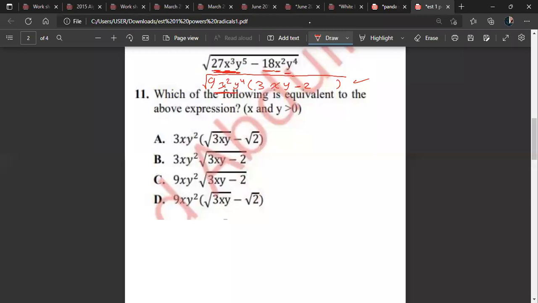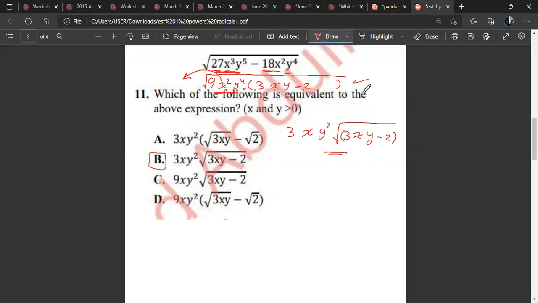Now here we have a radical, or square root. You can bring 9x squared y power 4 outside the radical. So it becomes 3x y squared multiplied by the radical which contains 3xy minus 2. Is this clear? So the answer will be B. Make sense? Any question? I can explain it again if you want. Yasmin?